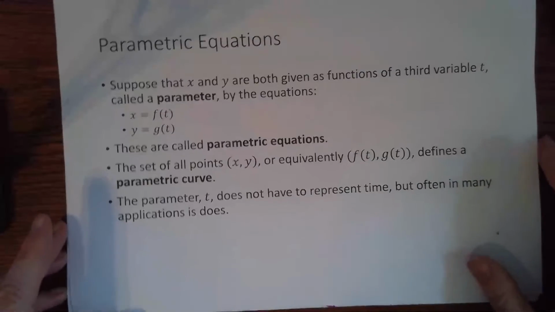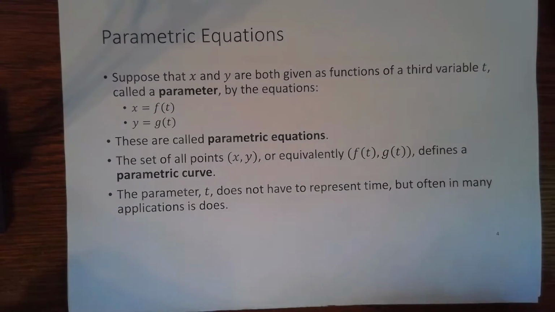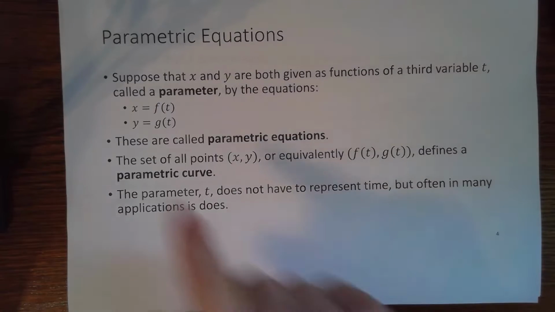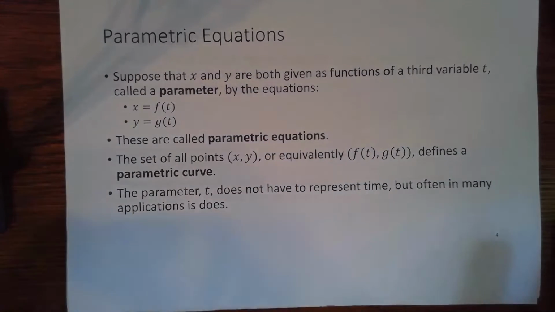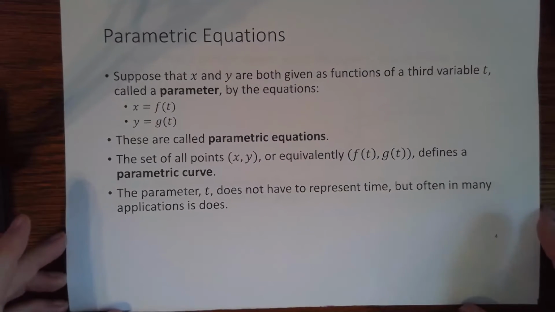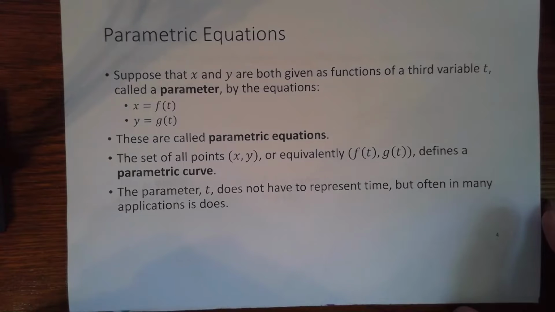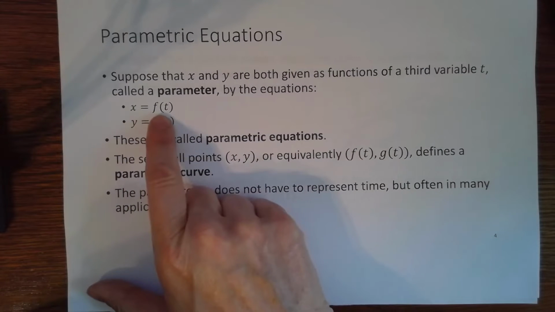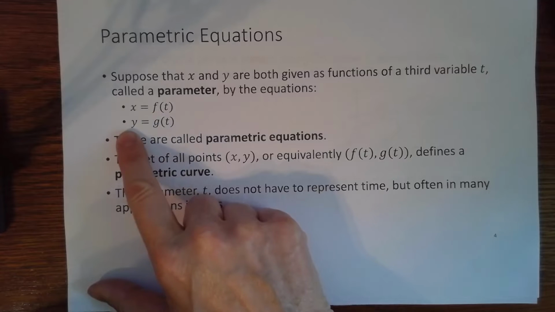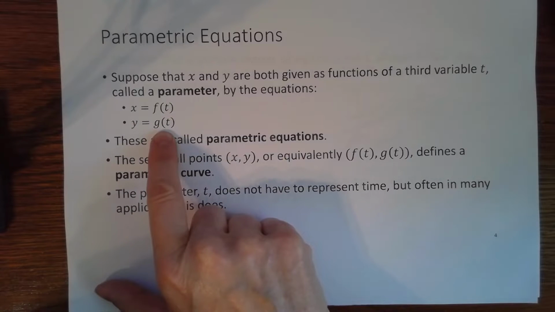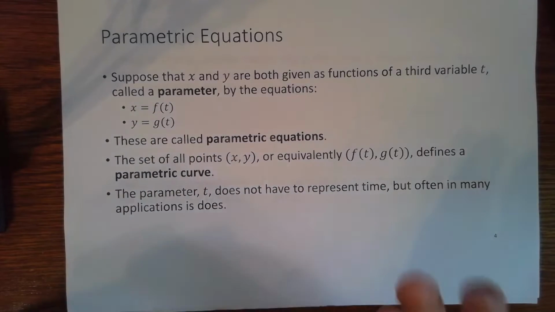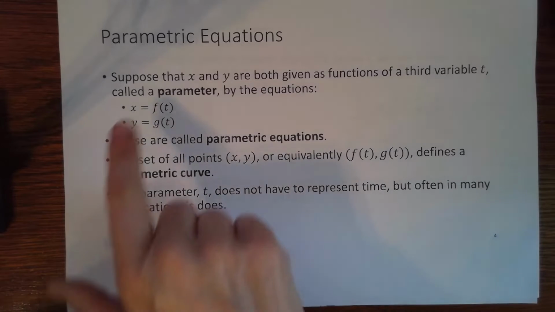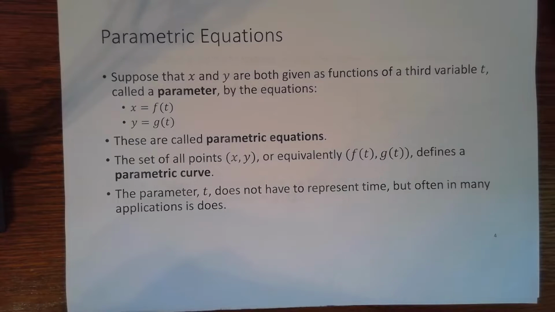Okay, so parametric equations. Suppose that x and y are both given as functions of a third variable, t, and we call that t the parameter, hence the word parametric equations. That's just because we have a parameter that both of the equations rely on. So I can describe x as a function of t, and I can describe y as a function of t. Then t is called the parameter. Those two functions are called parametric equations.